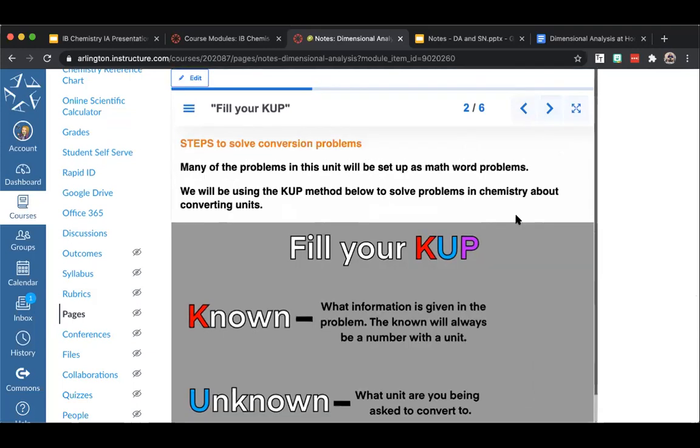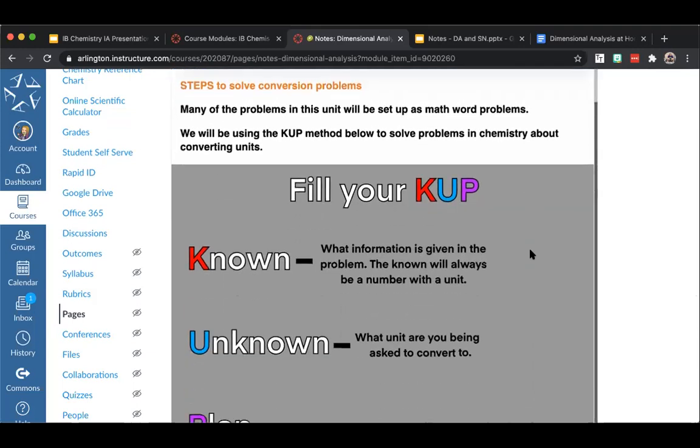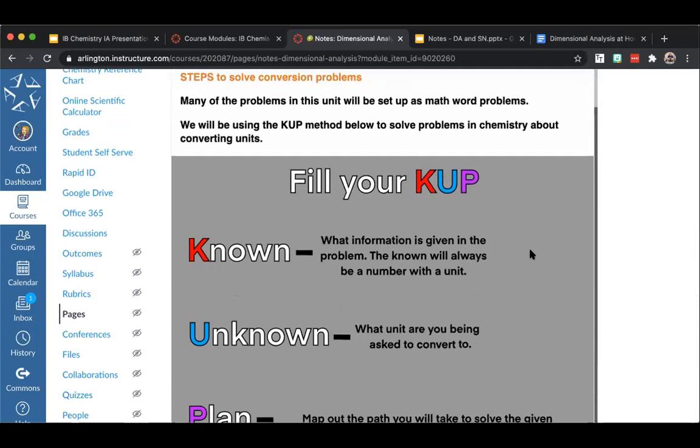Okay, so here is the method that we are going to use to solve conversion problems. Okay, these are math word problems, and so a lot of people have trouble setting them up because they're not sure, okay, what goes where? What do I start with?